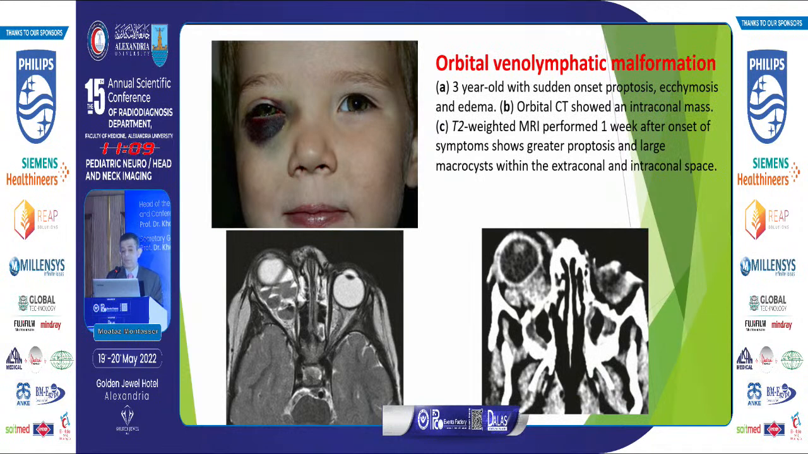This is an example of orbital lymphatic malformation with ecchymosis and proptosis, and edema of the eyelids. On CT, there is an intraconal mass with multiple hyperdense fluid levels. On MRI, the characteristic feature of venolymphatic malformation is the presence of multiple fluid levels due to internal hemorrhage leading to sudden proptosis.